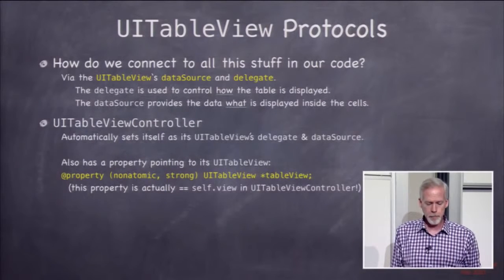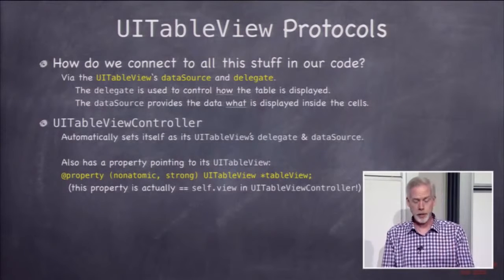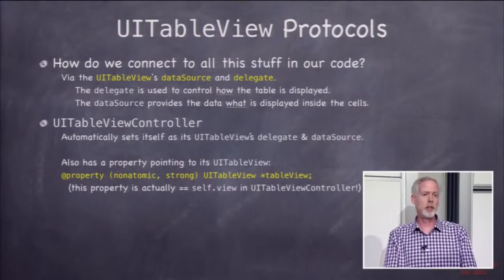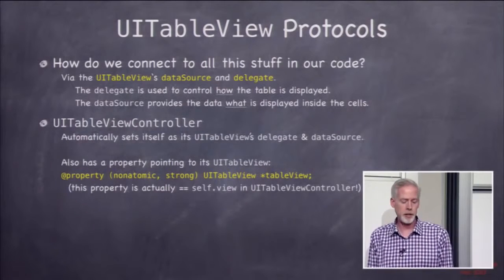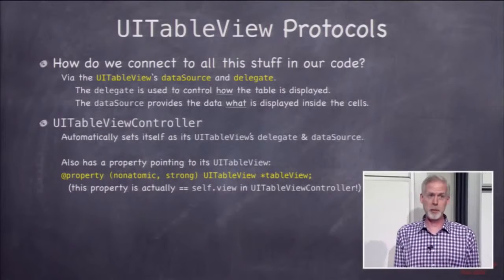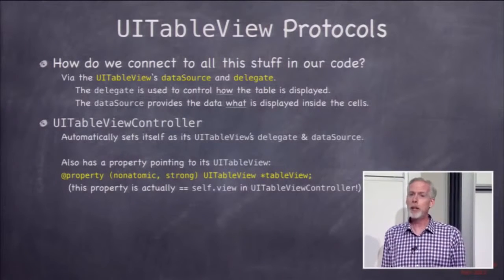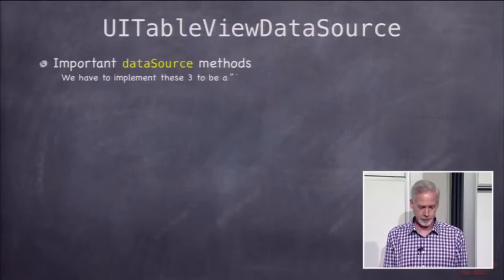Okay. The UITableViewController also has a property called tableView, which lets you get the table view that's in your controller. So that's nice to be able to do, so you can configure it and talk to it and things like that. It actually happens to be self.view in a table view controller, which is a little weird. That was a strange design choice, I think, on Apple's part, but it is what it is.